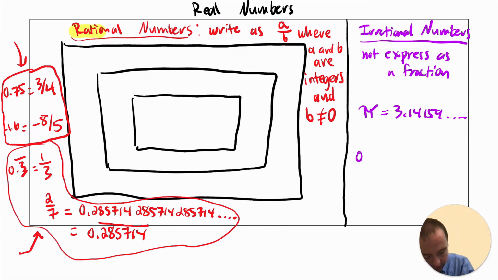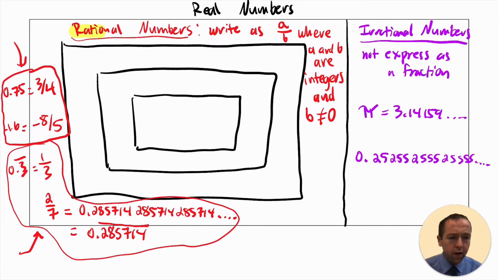What are some other examples? This is a good example right here. So if you had, let's say, like 0.25, 255, 25555, 25555. So basically what I'm doing there is you have these 2's and then 5's between them, but I keep increasing the number of 5's that fit between the 2's, right? It turns out that that's irrational as well, and we'll talk about why that is a little bit later.